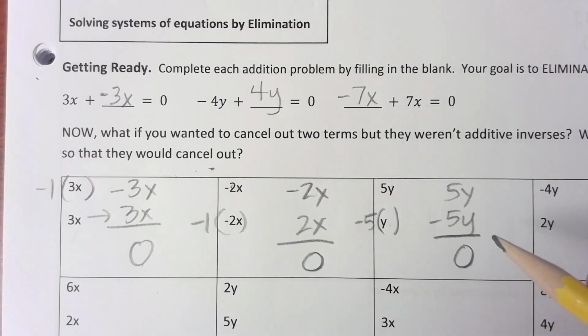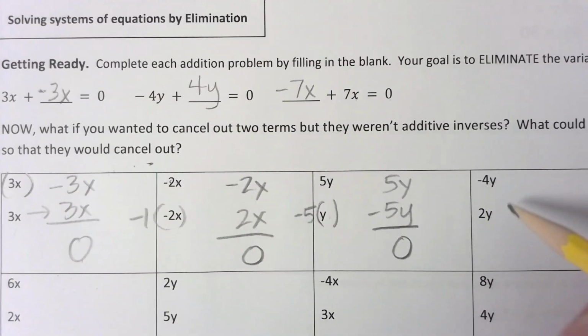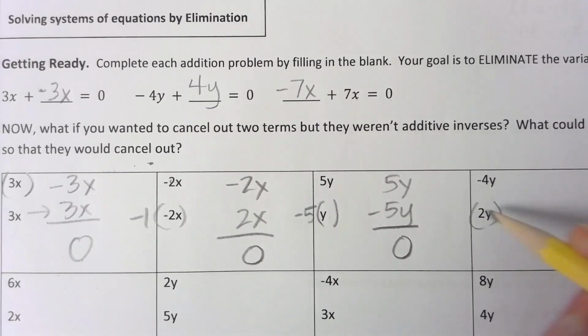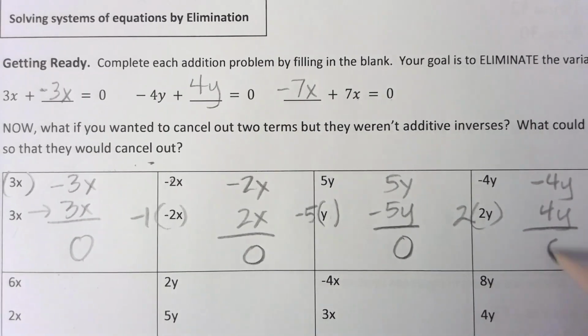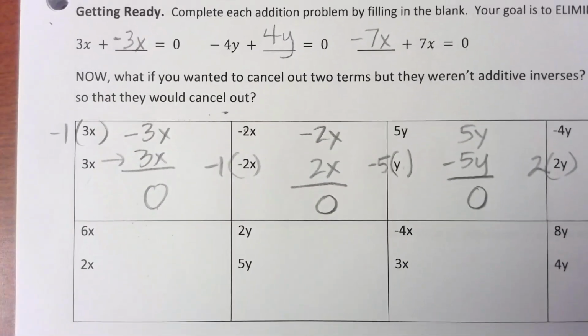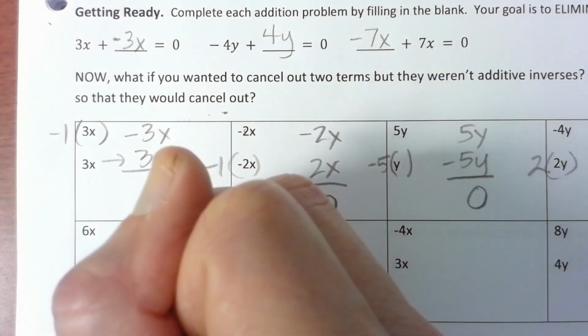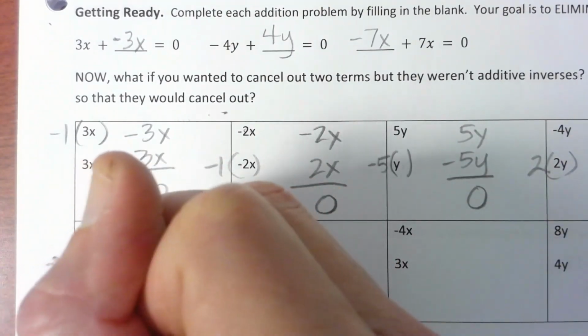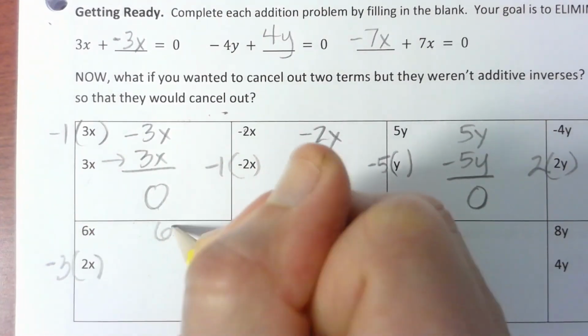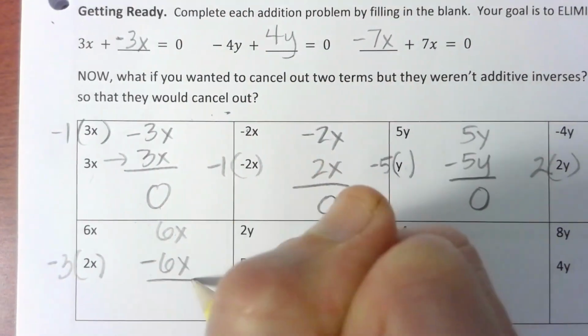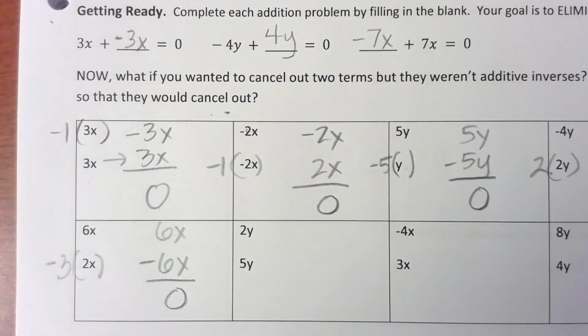So we're thinking, how do I eliminate the variable? How do I make them cancel out? What would I have to do here? Well, if I multiplied this by 2, then I would have negative 4y and 4y. They would cancel each other out. What would I have to do down here? I've got 6x and 2x. Well, I could multiply this one by negative 3, 6x and negative 6x. Those would cancel each other out.